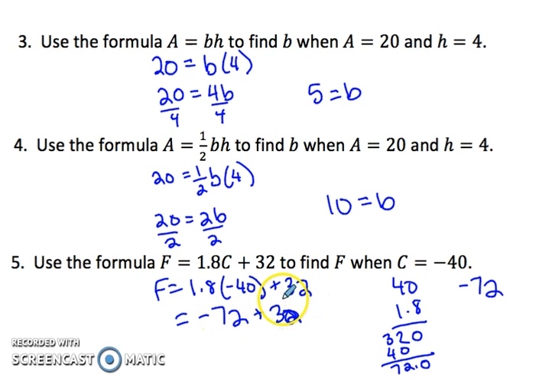Negative 72 and a positive 32 brings me a little less negative, so that is going to be equal to negative 40. So this is significant because this is where the Fahrenheit and the Celsius meet. So at negative 40, Fahrenheit and Celsius are equal to one another. There you go.